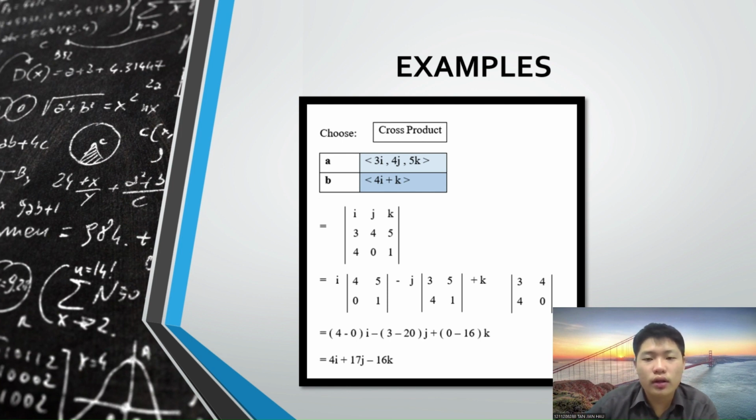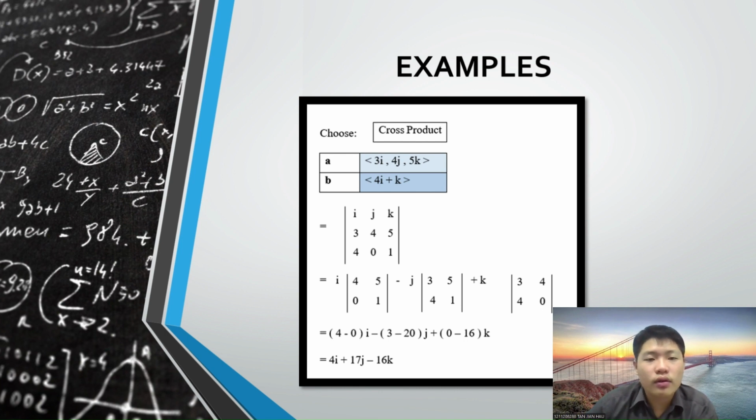So it will leave behind a 2 times 2 matrix that is 4, 5, 0, 1. After that, negative j in row 1, column 2, so it leaves 3, 5, 4, 1. And k in row 1, column 3, so it leaves 3, 4, 4, 0. Now, it will count the 2 by 2 matrix for i, j, and k.